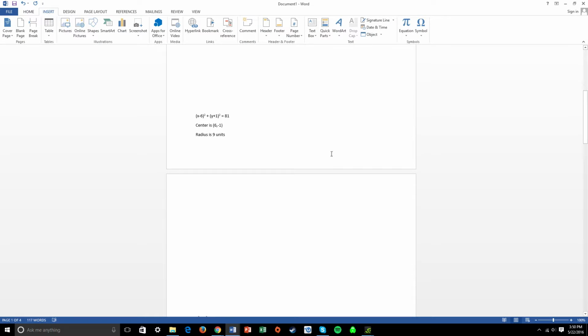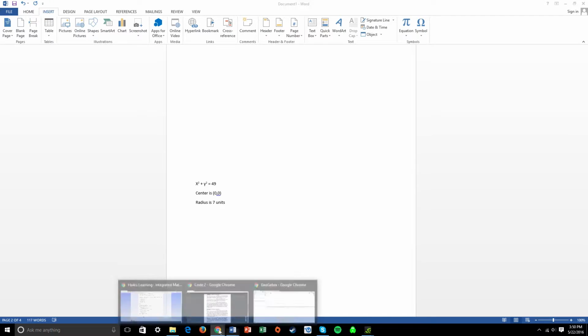So if we look at our second equation, x² + y² = 49, you will notice that this equation does not have an x plus or minus value or a y plus or minus value after x and y. This just means that the center of the circle is at the origin, (0, 0), and has a radius of 7 units because the square root of 49 is 7.